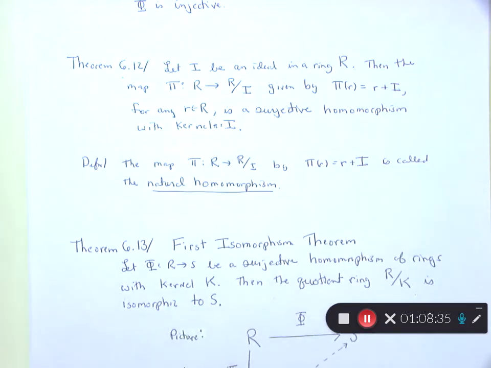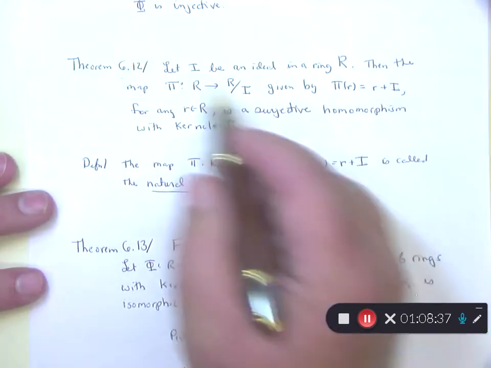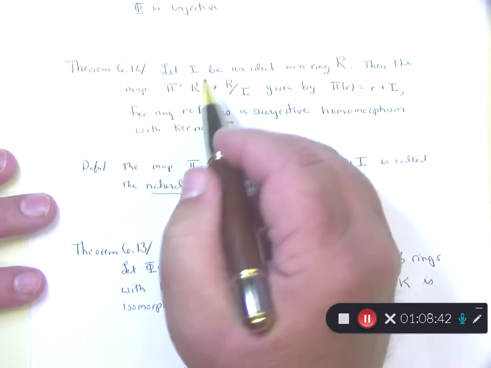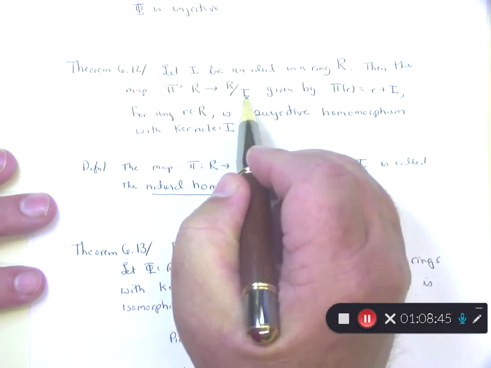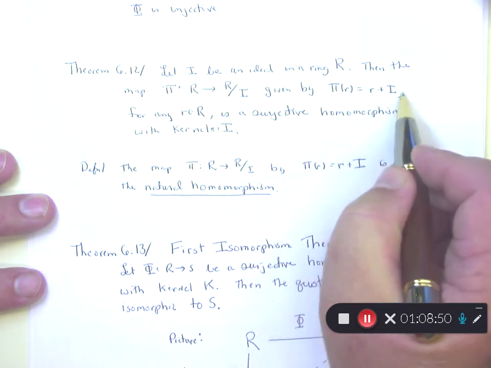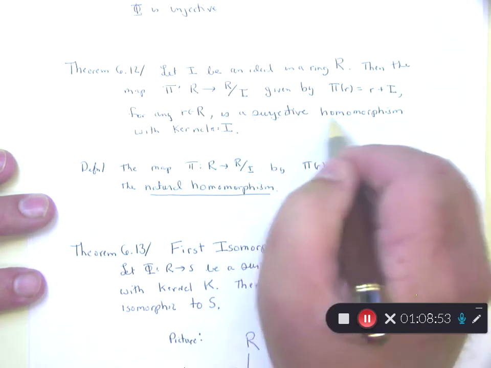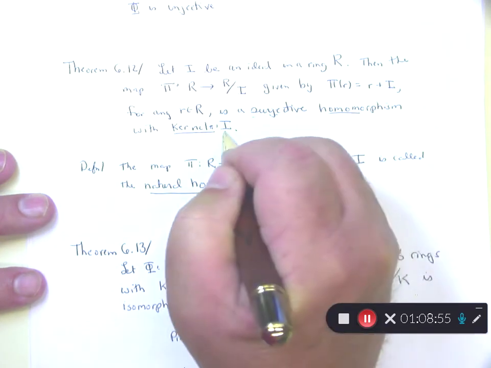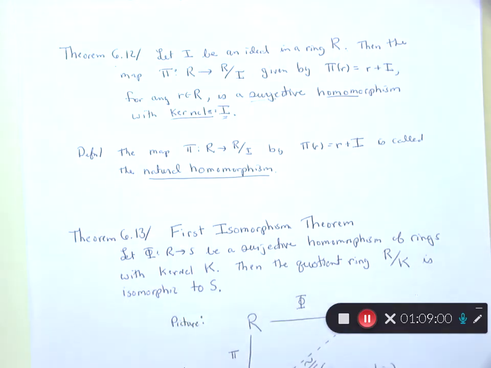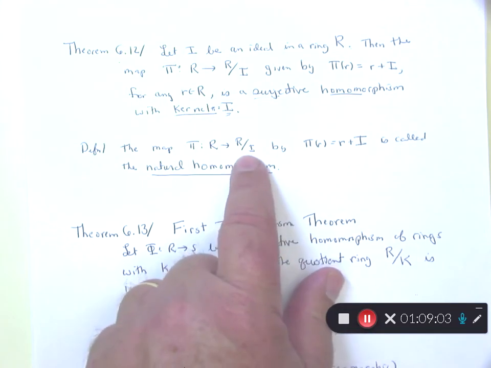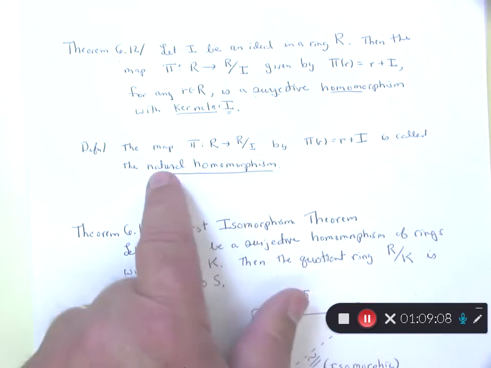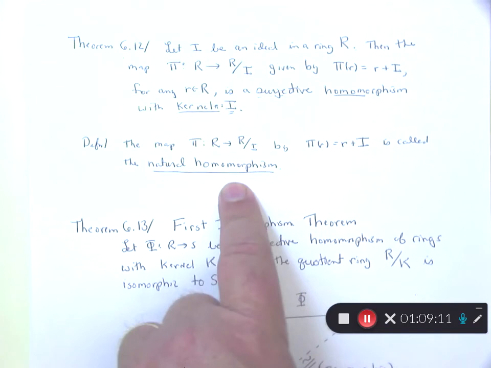So this is a theorem about the idea of this natural homomorphism going from R into R mod I, and by this particular description, pi of r is equal to r plus I. Here's the theorem: it's a surjective homomorphism, and the kernel of pi is actually I. And down below is where I'm coming with that definition. The map pi, going from R to R mod I, by this map pi of r equals r plus I, that's the coset there, is called the natural homomorphism. It's so useful, it has a name.